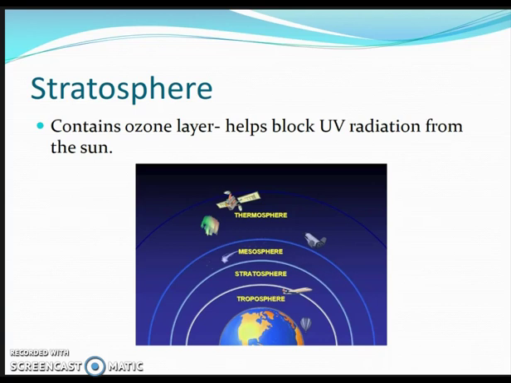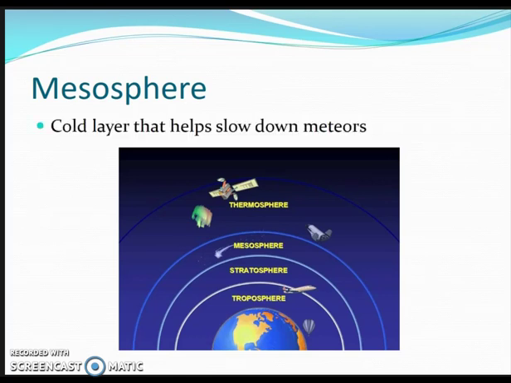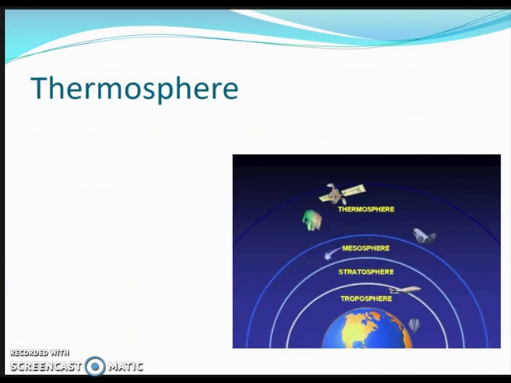So sunscreen is important to block out some of those UVA or UVB rays that cause harmful burns within our body. The mesosphere, or the middle layer, meso means middle, is our mesosphere. This one is our coldest layer that helps slow down meteors. You can see there's a little meteor in the center here, so maybe you want to highlight that on your drawing. And then finally, the last layer, the top layer, is called the thermosphere. The word therm means temperature, so it is our hottest layer, and it also blocks deadly radiation.